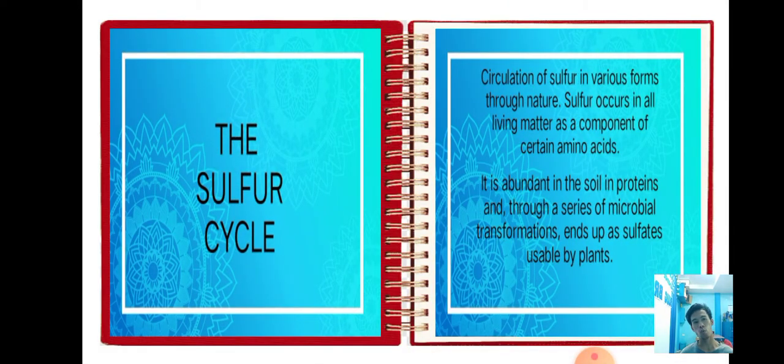And the last one, we have the sulfur cycle. This is called the sulfur cycle, the circulation of sulfur in various forms through nature. Sulfur occurs in living matter as a component of certain amino acids. It is abundant in the soil, in proteins, and through a series of microbial transformations ends up as sulfate usable by plants.